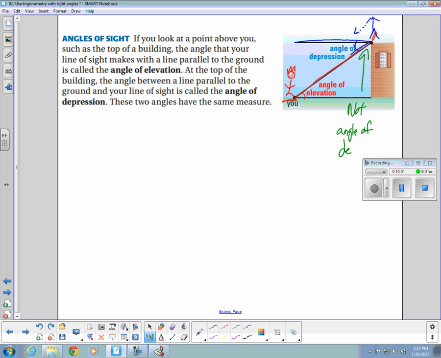You've got to be careful there. That's the most common mistake. That is not the angle of depression. This is. In blue is, and green is not. The formal definition is up there if you want to write it down, but I think it makes more sense to look at the explanation.